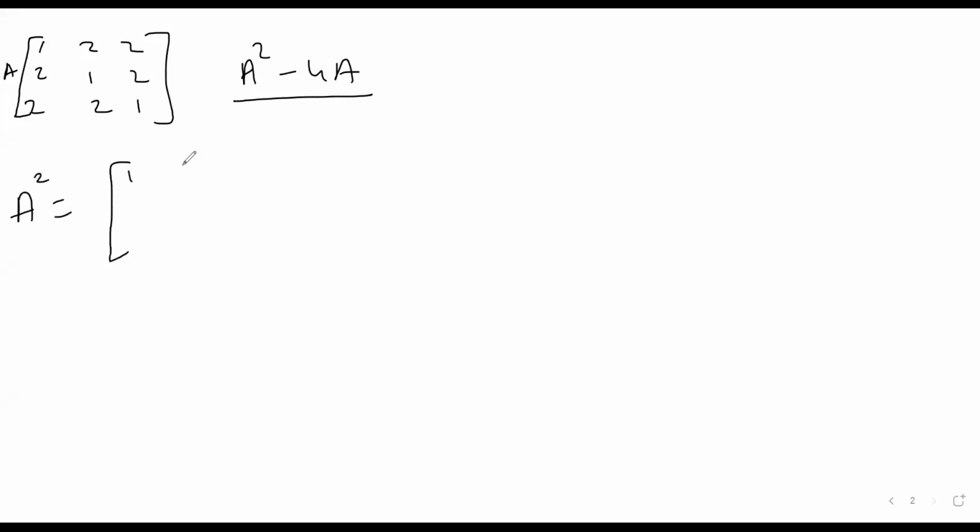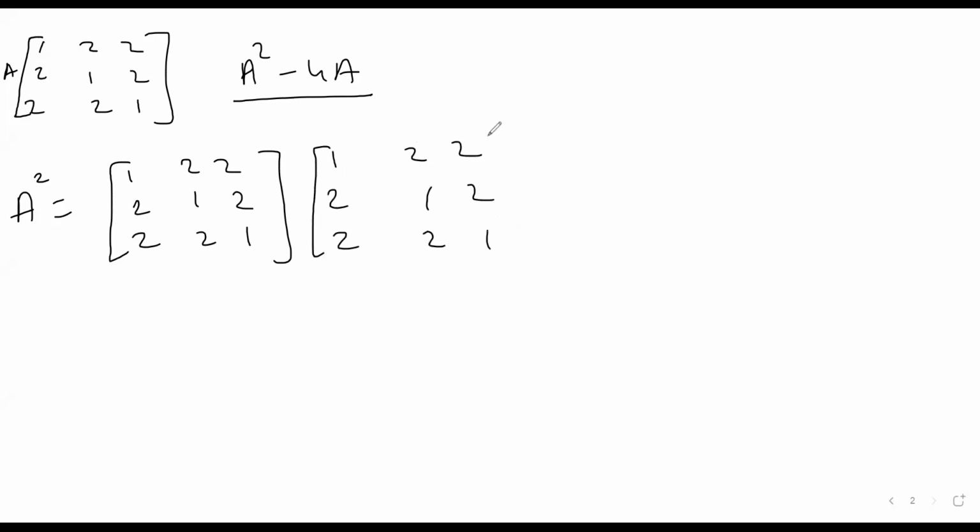What is A squared? [1 2 2; 2 1 2; 2 2 1] into [1 2 2; 2 1 2; 2 2 1]. So you will multiply this with this. It will be 1 plus 4 plus 4. Then this multiplied here, 2 plus 2 plus 4.